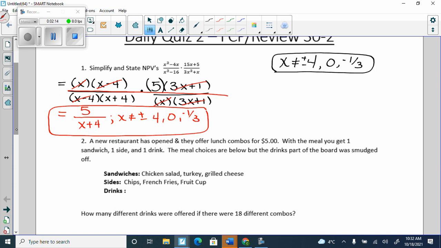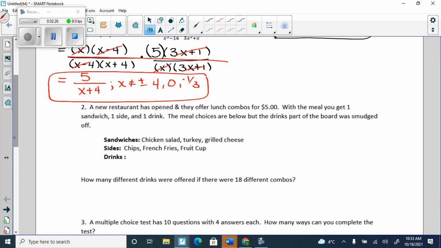And I told you that if you get 1 of each, we can do blanks. We agree? If we want to take more than 1 of each, we can't do blanks. Correct? We haven't learned how to do that yet, so obviously you can only take 1 of each. Now the meal choices are below, but the drink part of the board was smudged off. So we have 1 sandwich and 1 side and 1 drink.